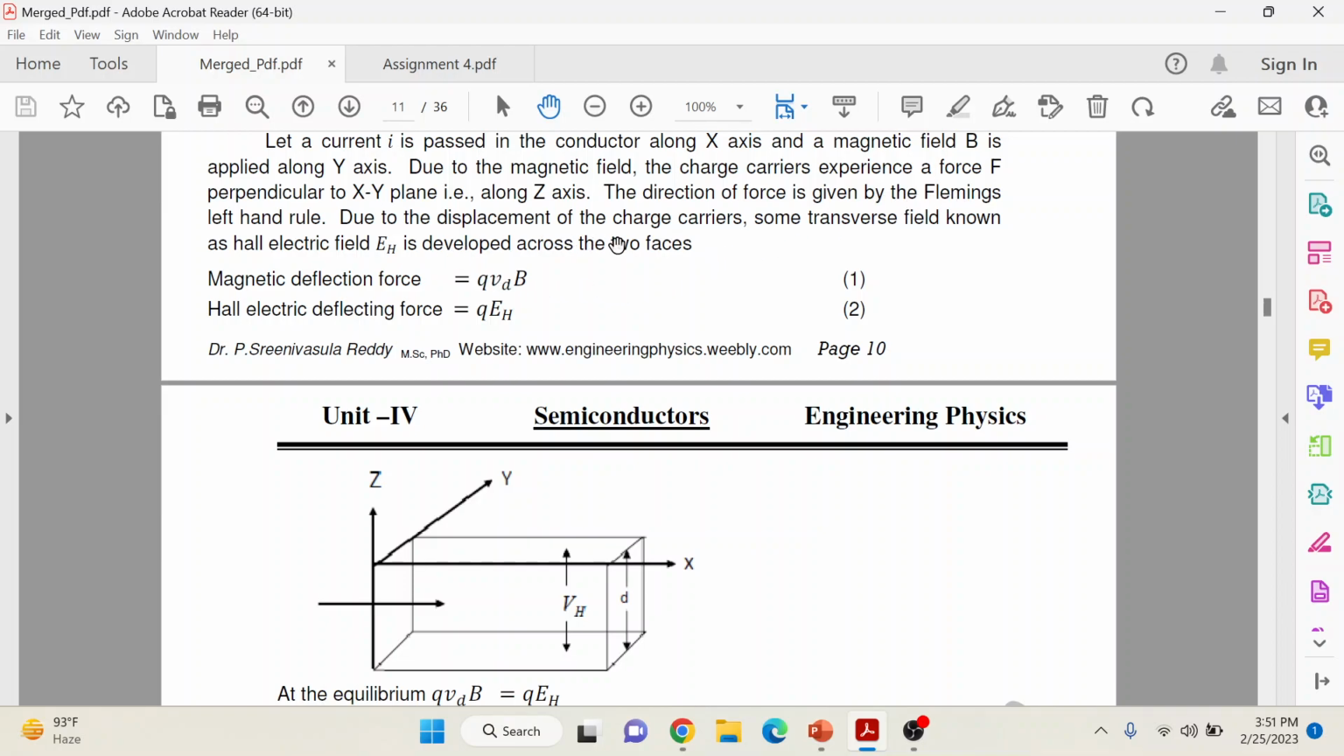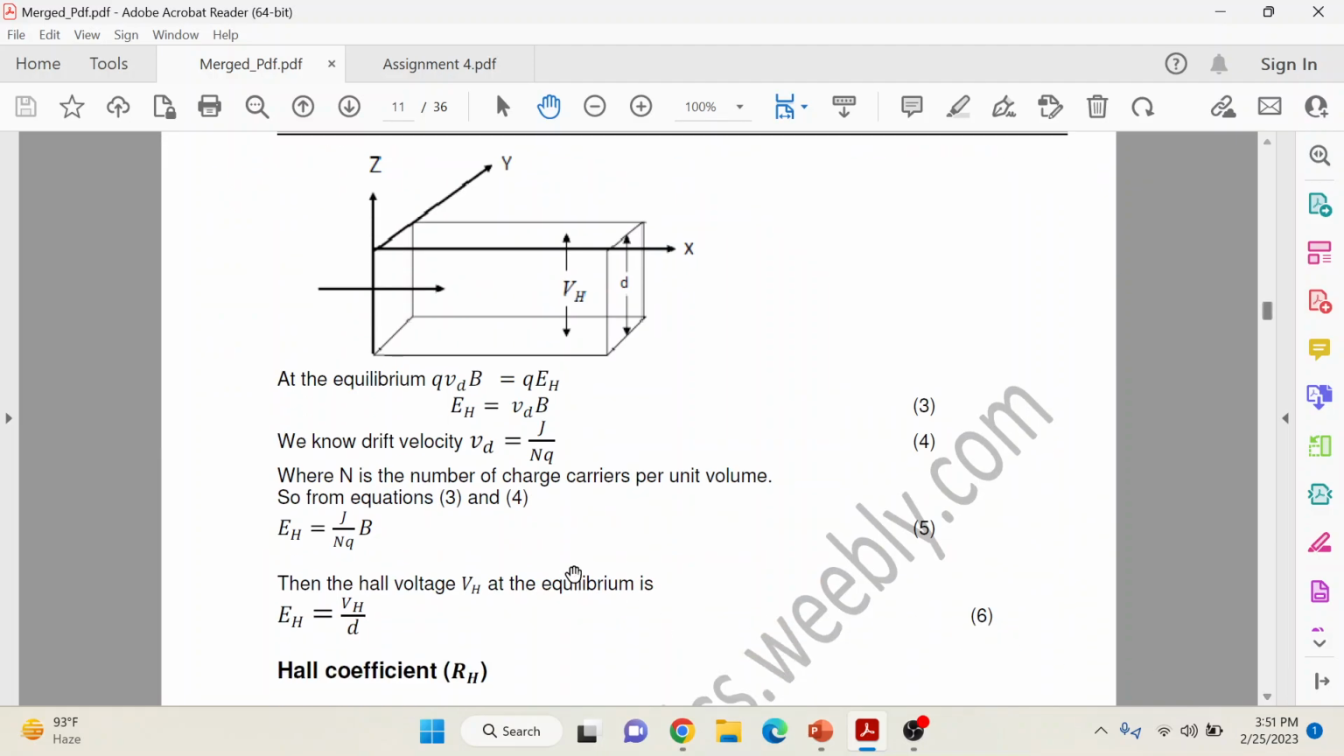Due to the displacement of the charge carrier, a transverse field known as Hall electric field is developed across the two faces, where the magnetic deflection force will be qVdB and Hall electric deflection force will be qEH. We know it very well. So now in the equilibrium condition, qVdB is equal to qEH and EH equals VdB. Therefore the drift velocity will be Vd equals J over Nq, where N is the number of charge carriers per unit volume.